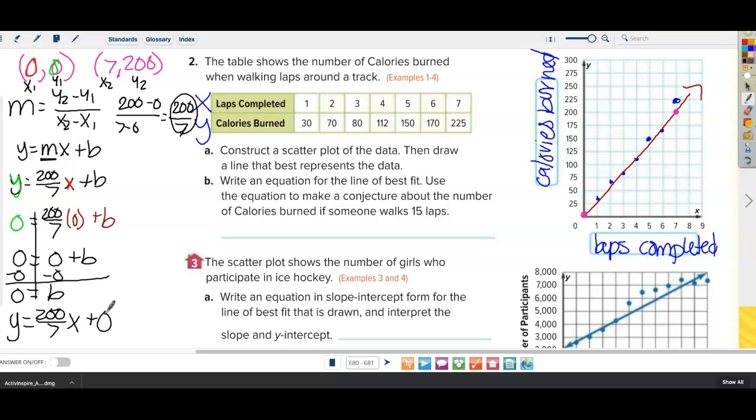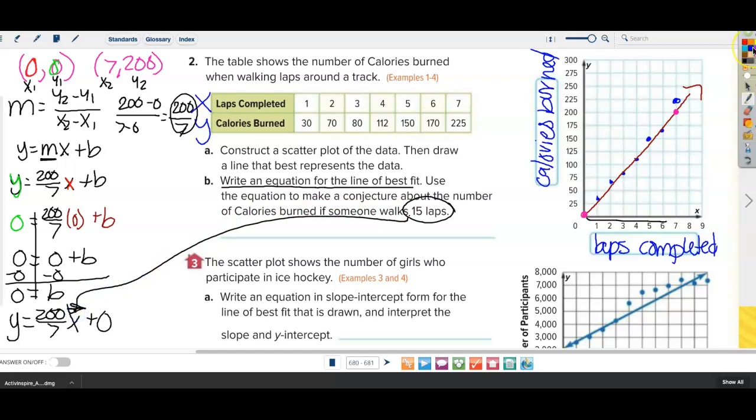Now, that's the first step. So we wrote the equation. Then we have to use that equation to make a conjecture about how many calories someone is going to burn if they walk 15 laps. Well, laps represents my x-axis. So I'm going to replace x with 15 and then solve for y.